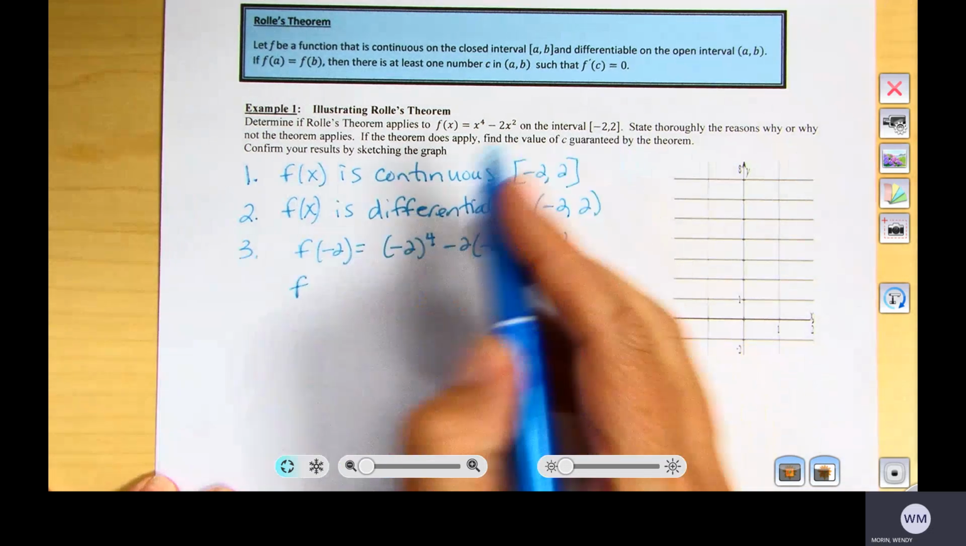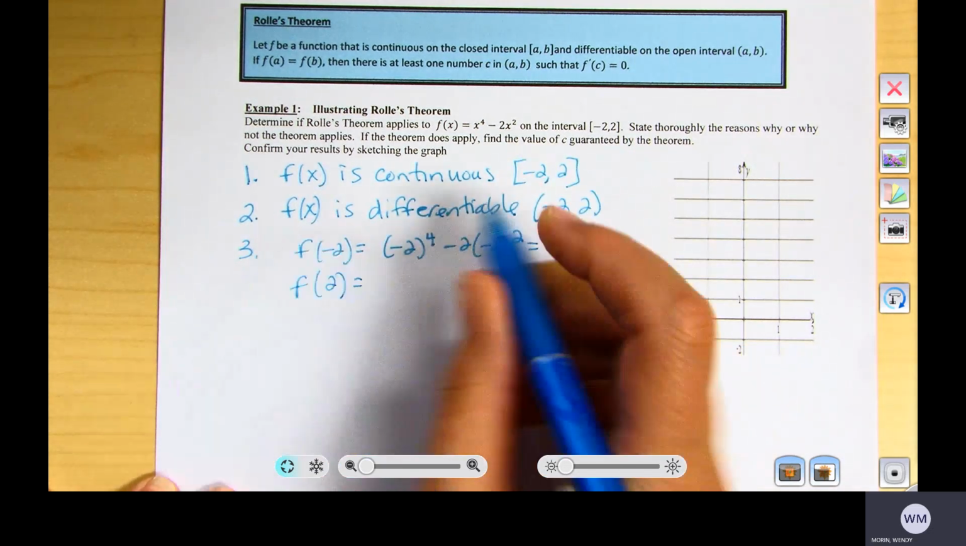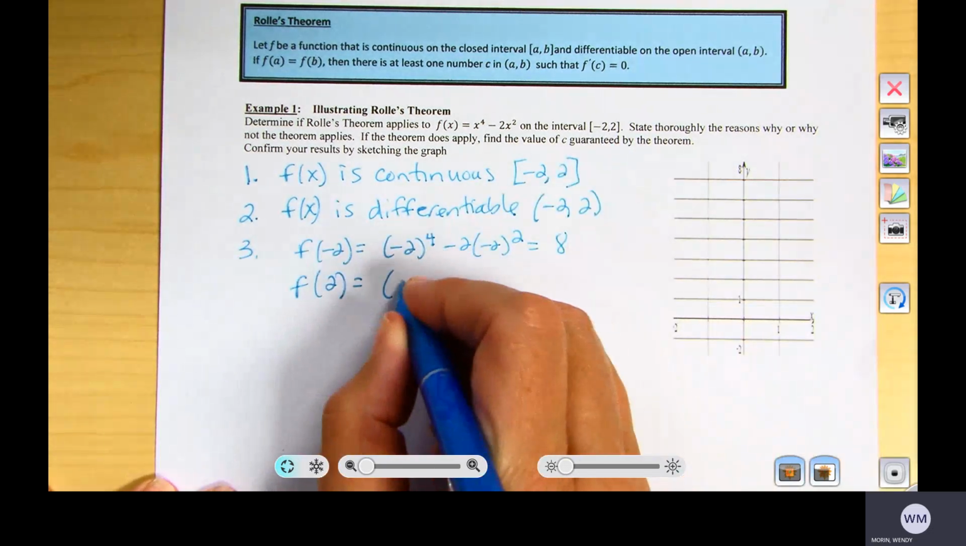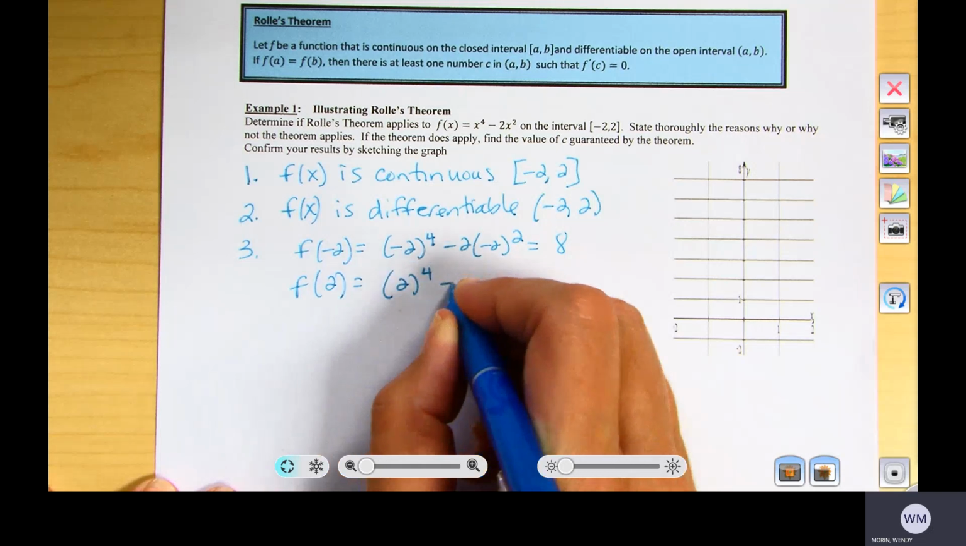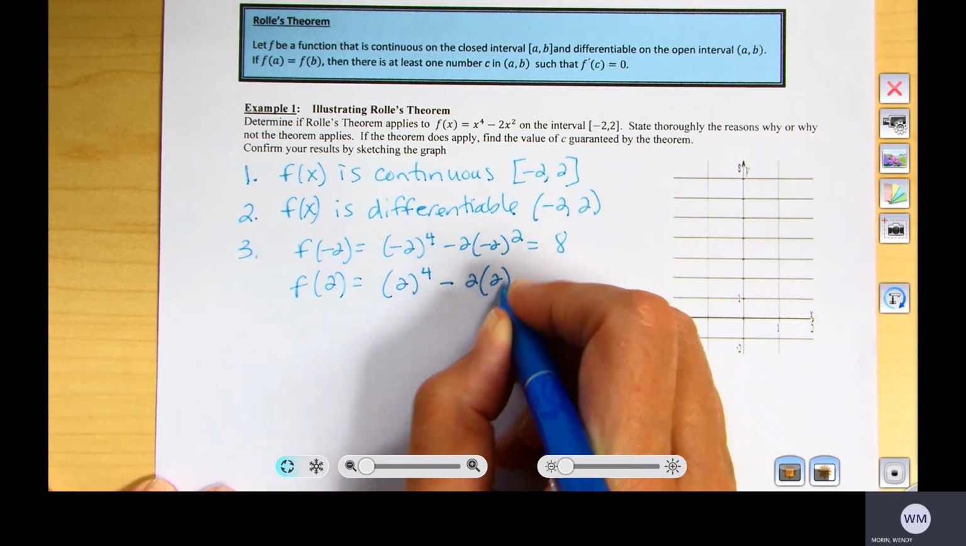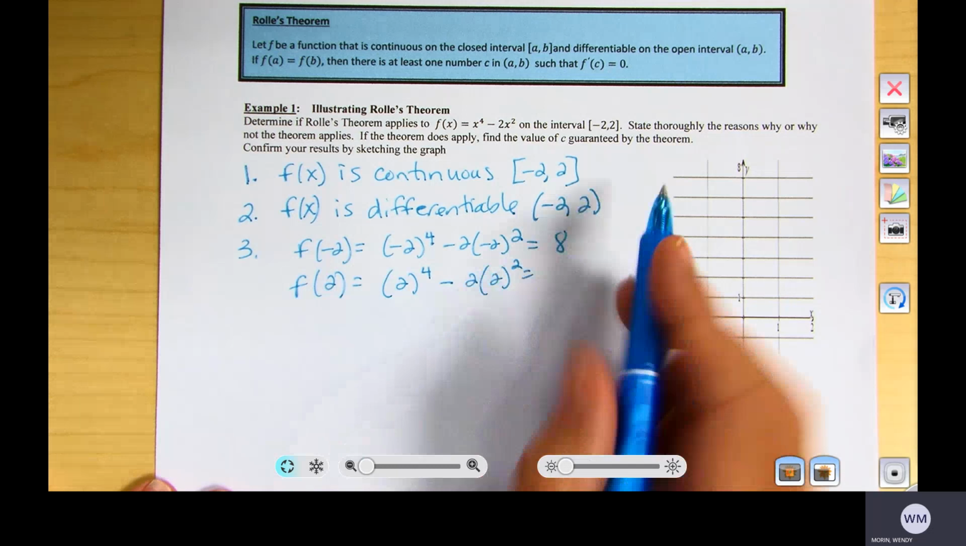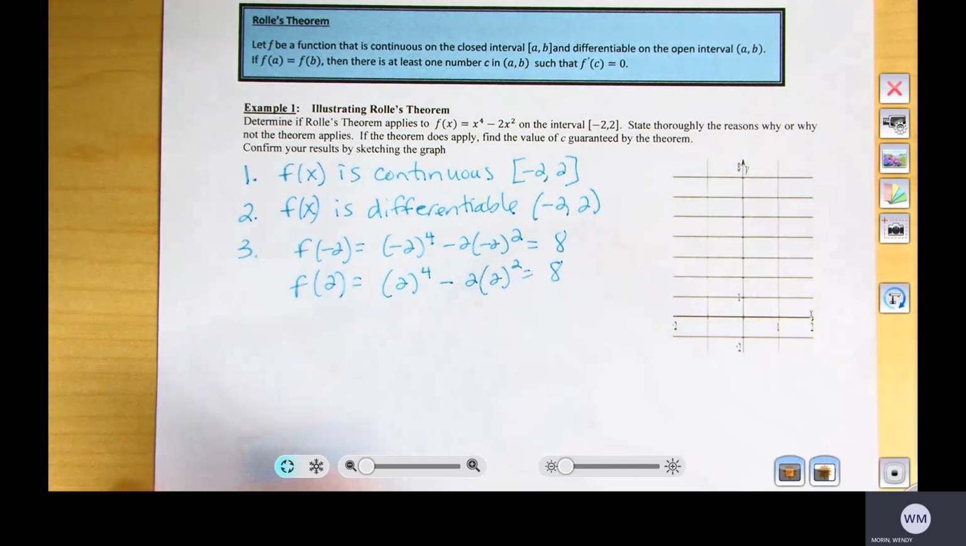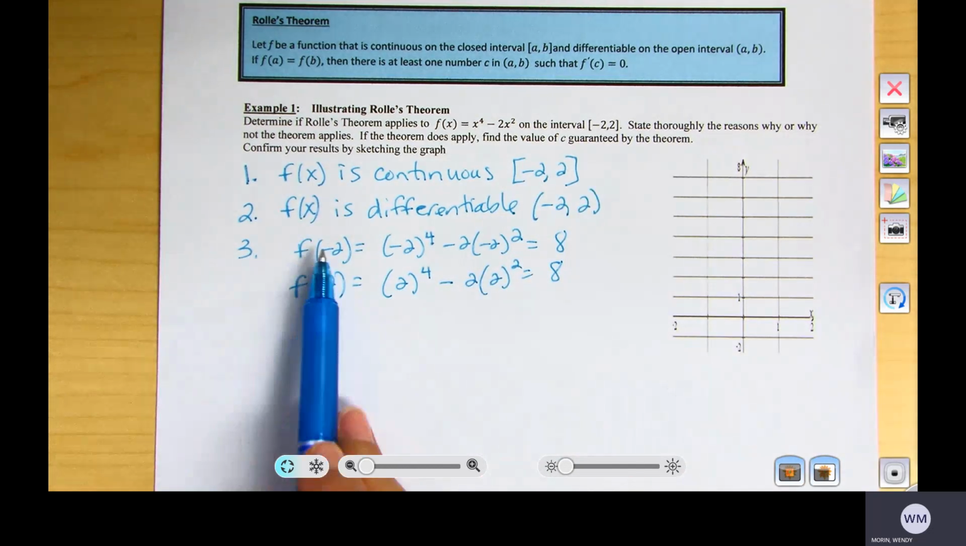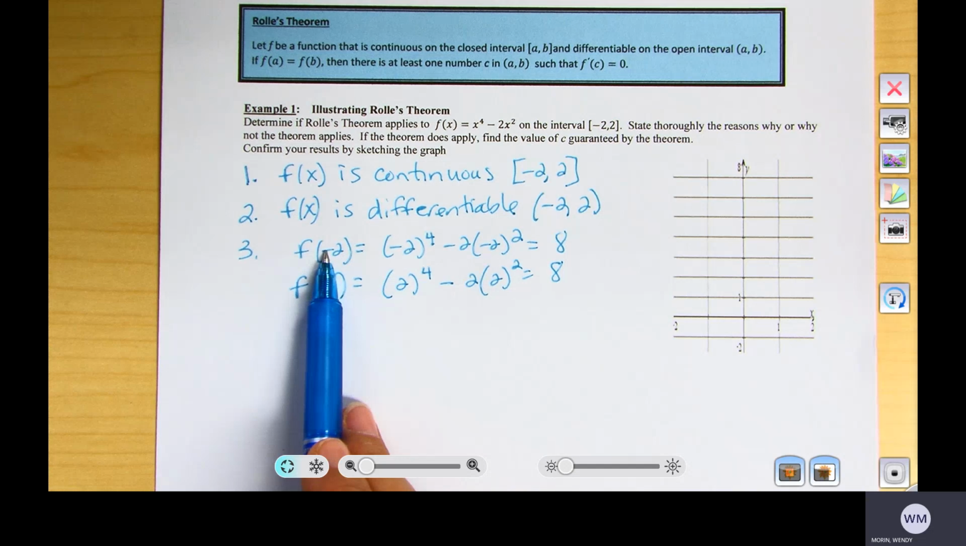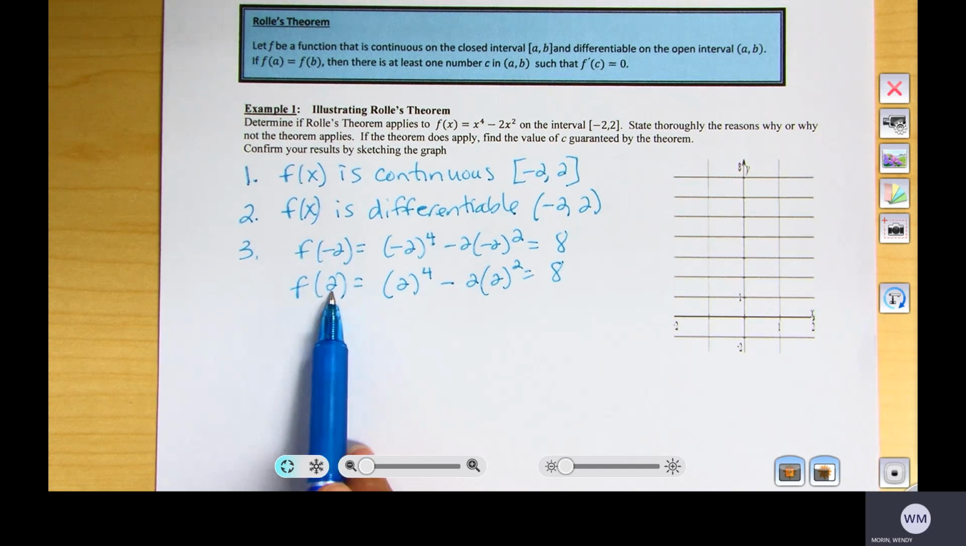What does the other endpoint equal? Minus 2 times 2 to the 2nd. That's 16 minus 8 again. So another 8. So yes, f of -2 equals f of 2.